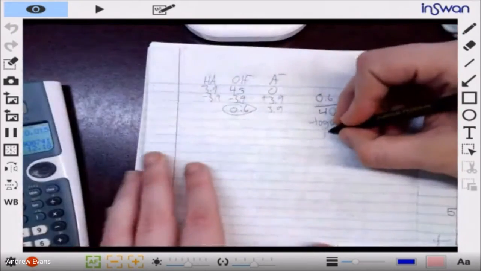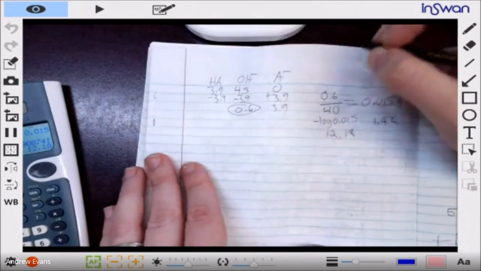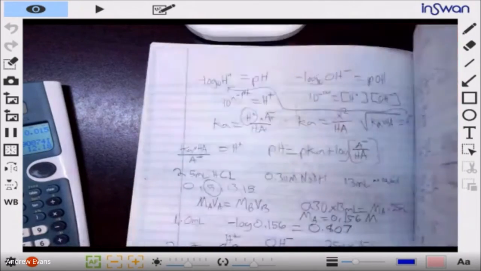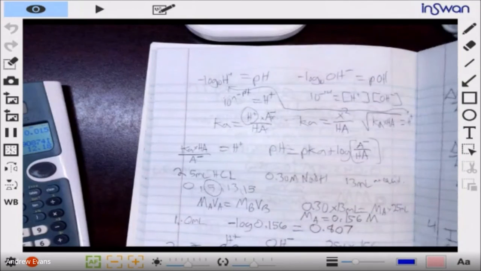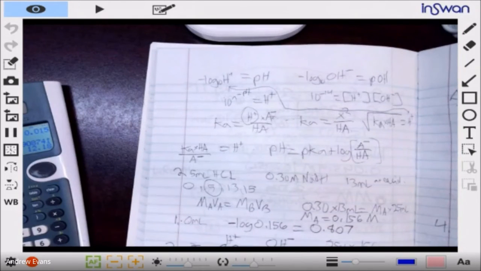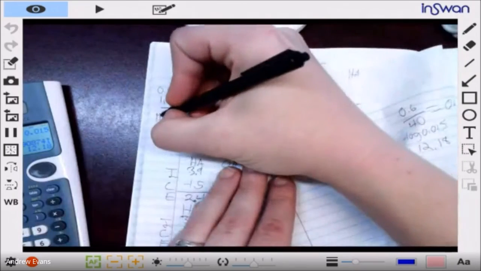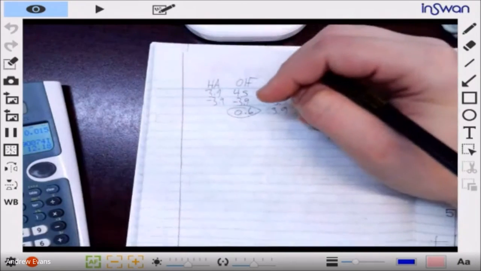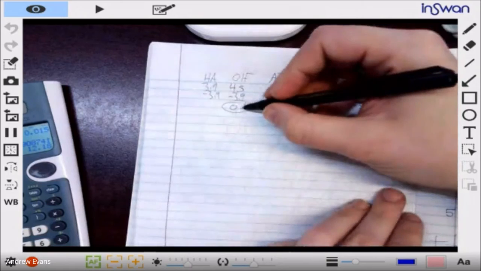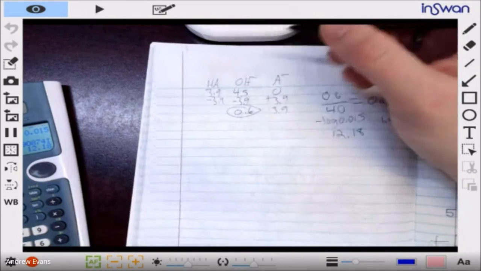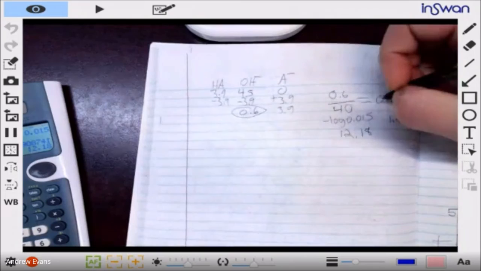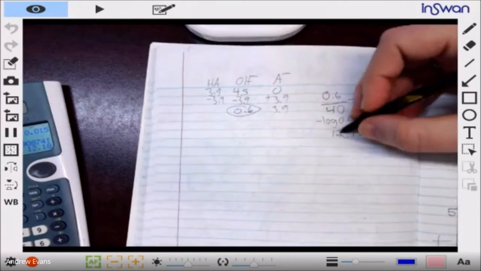Oh, I must have screwed up the last one. I must have... 12.18. Let's see. Six. Oh, I see what I did. Whoopsies. Last one, I added an extra 0 when I did that. So I did a 0.06 instead of 0.6. Oh well. 12.18.